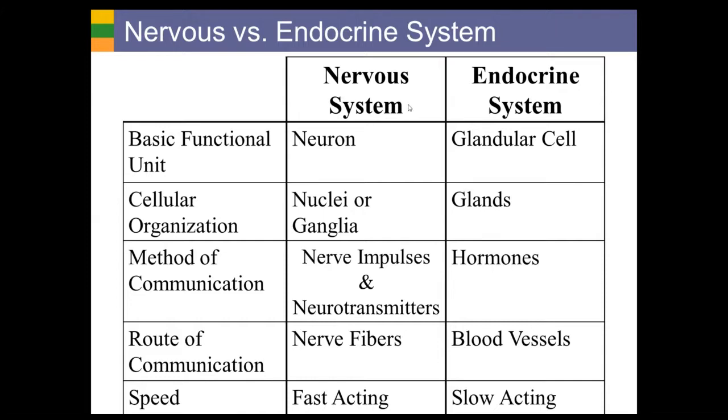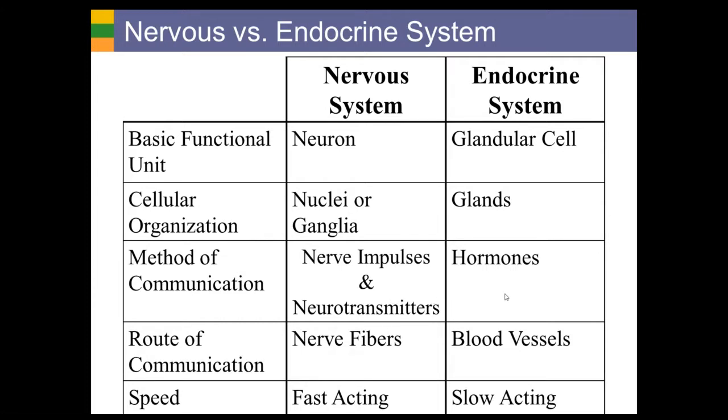In the nervous system, the basic functional unit was the neuron. That's what does the communicating. In the endocrine system, it's a glandular cell. It's a cell that's found in a gland. In the nervous system, the neurons are organized into nuclei or ganglia, depending on if they're in the CNS or the PNS. In the endocrine system, they're organized into glands. In the nervous system, what was the method of communication? It was nerve impulses and neurotransmitters. The nerve impulses move through the body, through the axons, and then at a synapse, the neurotransmitter is released, which is what communicates with the receiving cell.